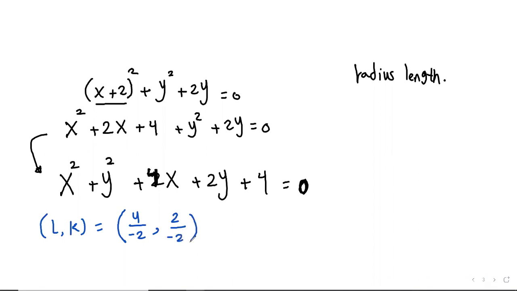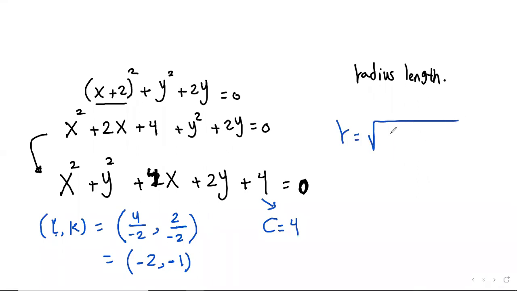In this equation, I expanded it to calculate L and K. 4 divided by negative 2 is negative 2, and 2 divided by negative 2 is negative 1. What does C equal? 4. What is the radius? The radius equals the square root of L to the power of 2 plus K to the power of 2 minus C.